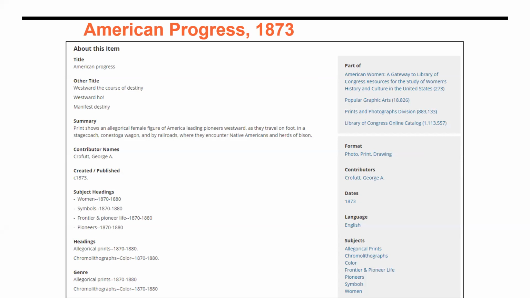You can see, if you squint, American Progress, Westward the Course of Destiny, Westward Ho, Manifest Destiny. And I think that's interesting, that it's known variously. When I was putting this together, I got curious about the contributor. And as I say, I've used this a number of times, and I never really paid attention to the contributor other than George Crowfoot. Well, I don't know who that is. But since I was never teaching the content, I never really pursued it.